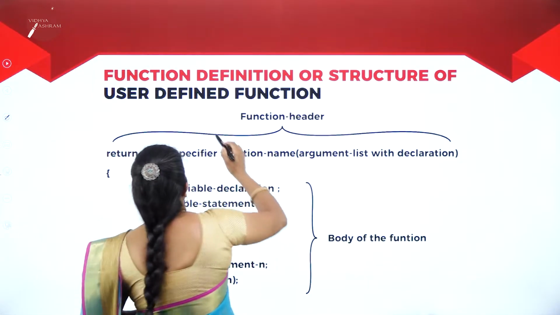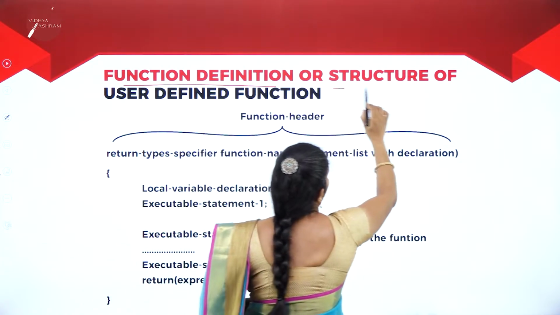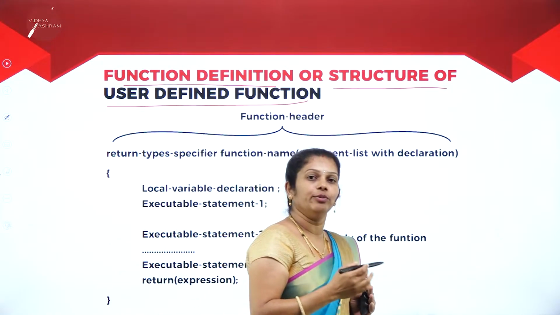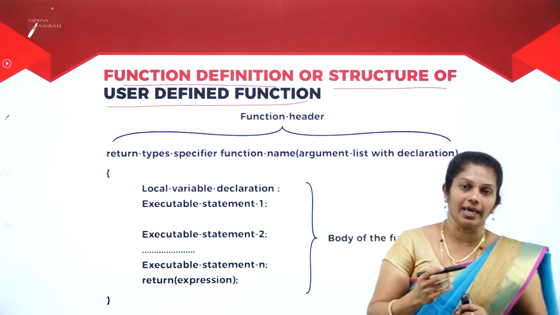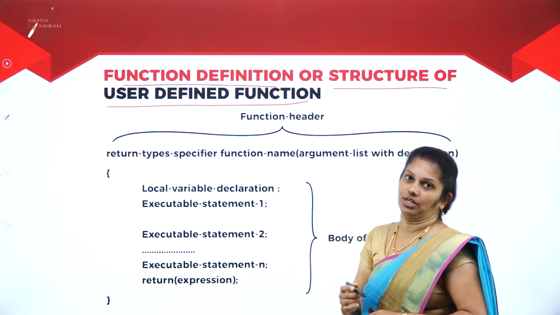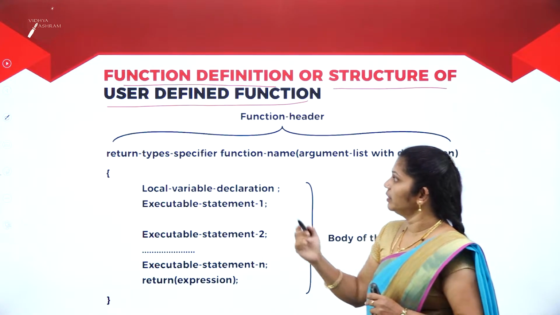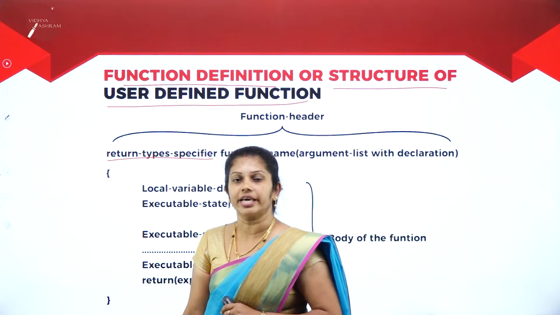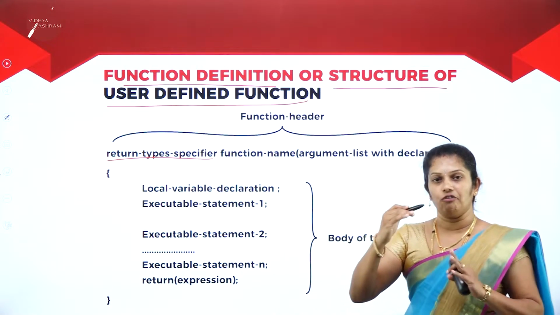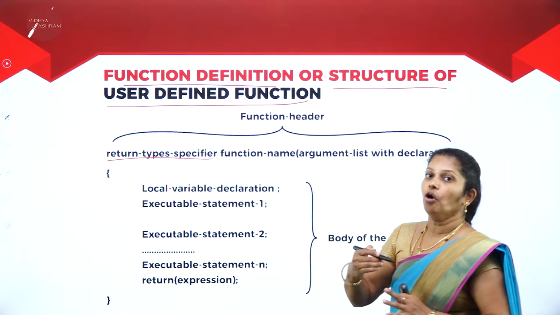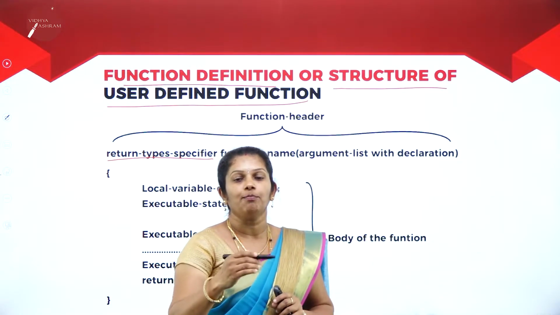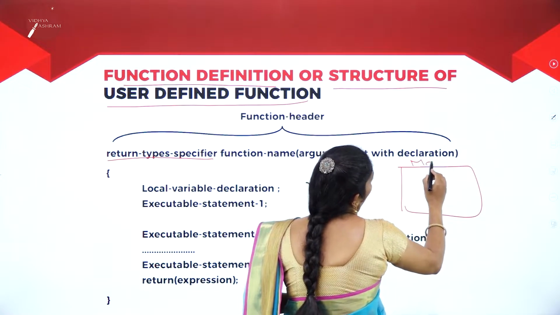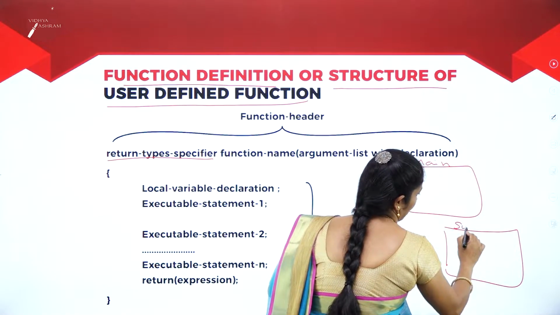Next we'll discuss function definition, or we can say the structure of a user defined function. It is very important because in the annual exam, you may get this question: explain the general structure of a user defined function. Here, if you observe, first you have to write the return type specifier. What do you mean by this return type specifier? For example, consider we have one main program and one more subprogram. There, after calculation in the subprogram, which type of value do we want to return to the main program? Consider one is the main program and one more is the subprogram.